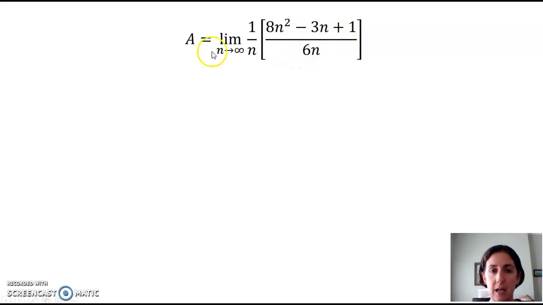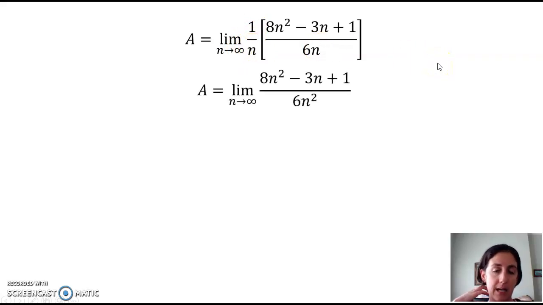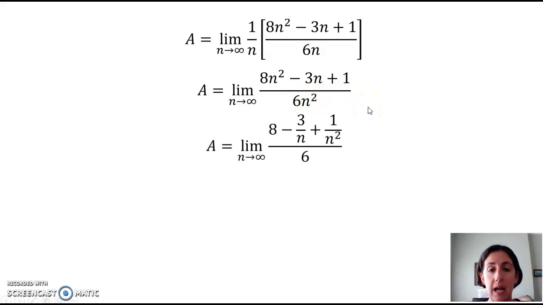Still all over 6n. And I'm taking the limit as n approaches infinity. I still have this 1 over n out here, so let's go ahead and distribute that in to give me that 6n squared. And now we're taking a limit at infinity. This is something that we've talked about previously. So remember our little trick. We're going to divide everything by the highest power of n in the denominator, so n squared. So I'm going to divide the 8n squared by n squared, the 3n by n squared, the 1 by n squared, and the 6n squared by n squared, and reduce. And so now I'm ready to take my limit.